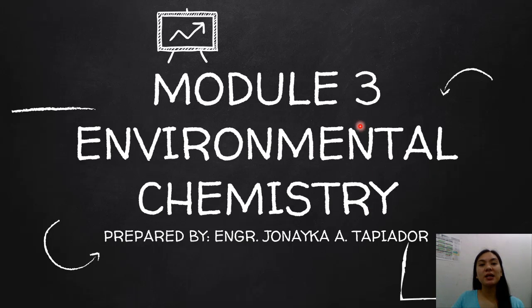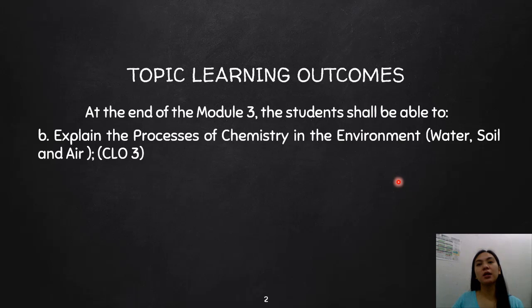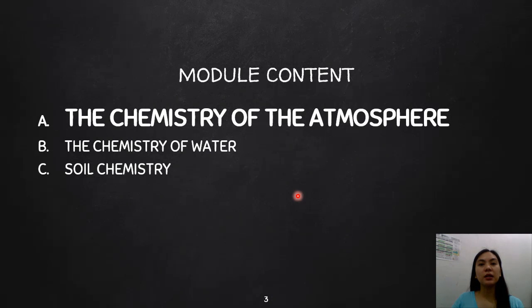Your module number 3 is entitled Environmental Chemistry. The learning outcome that you should be able to achieve at the end of this course is to explain the processes of chemistry in the environment, particularly your water, soil, and air. The content of your module has 3 parts: the chemistry of the atmosphere, which is the one that we will be covering in this video. In the next video, you will have the chemistry of water, followed by soil chemistry.